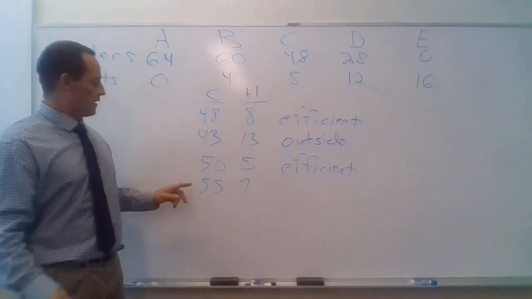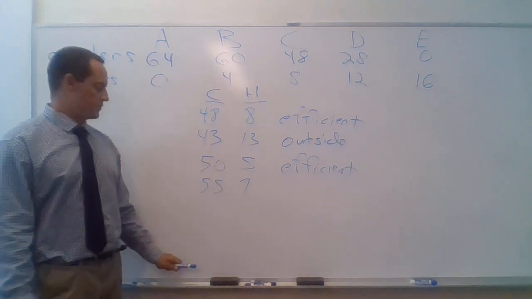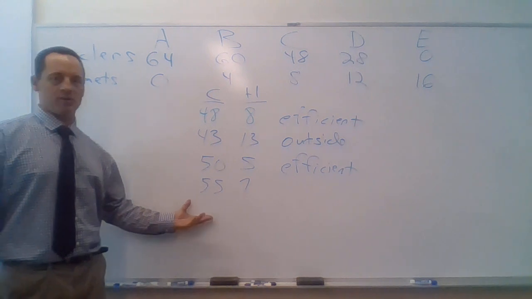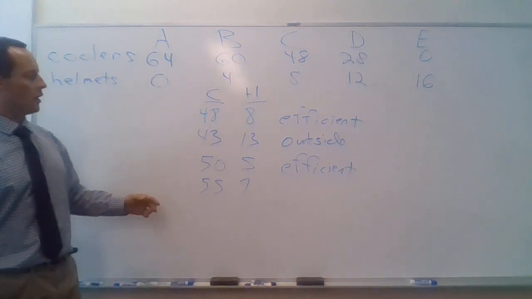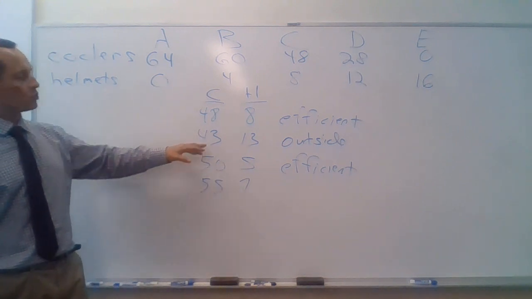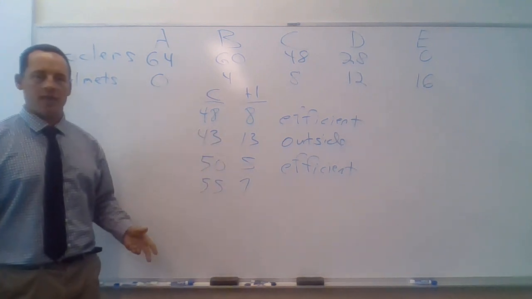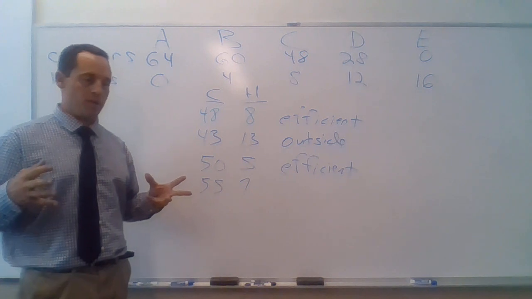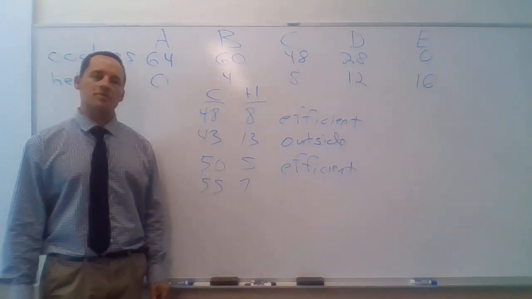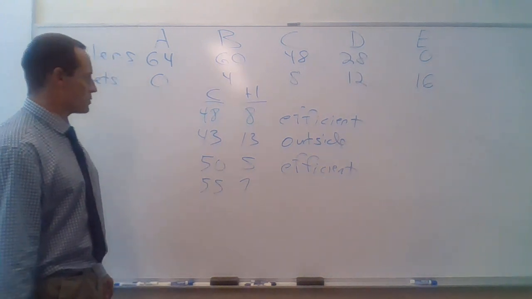As we go from 50 coolers and 5 helmets to 55 coolers and 7 helmets, since we're having more in both categories, that's economic growth. When we went from 43 and 13 to 50 and 5, we gave up coolers to have more helmets. That's economics in any static situation, having one of more by giving up something. But this one here represents economic growth. Is it possible though?